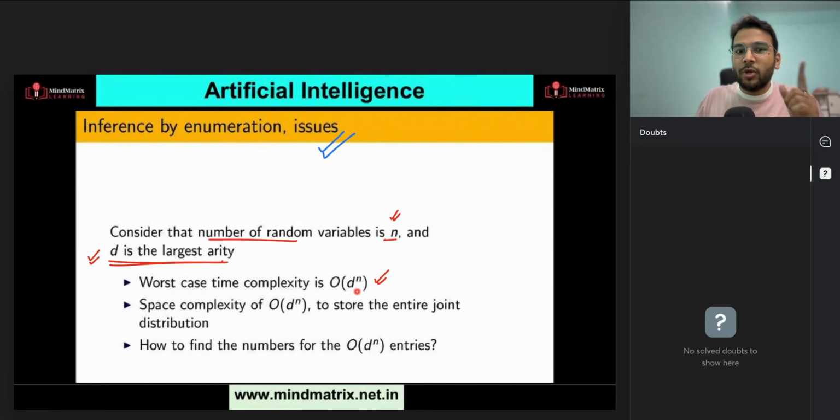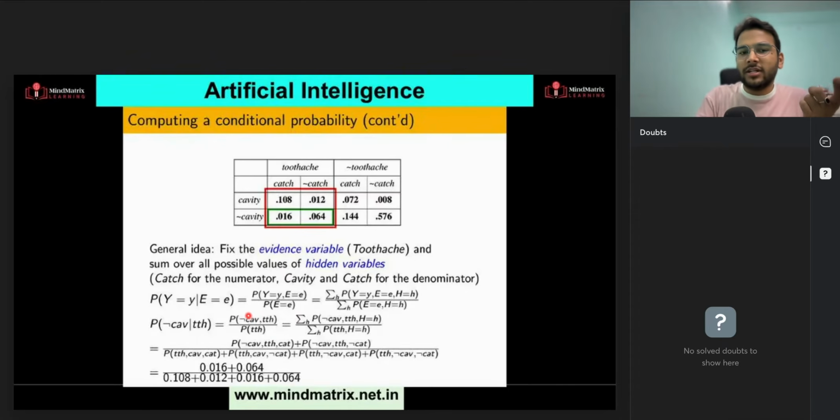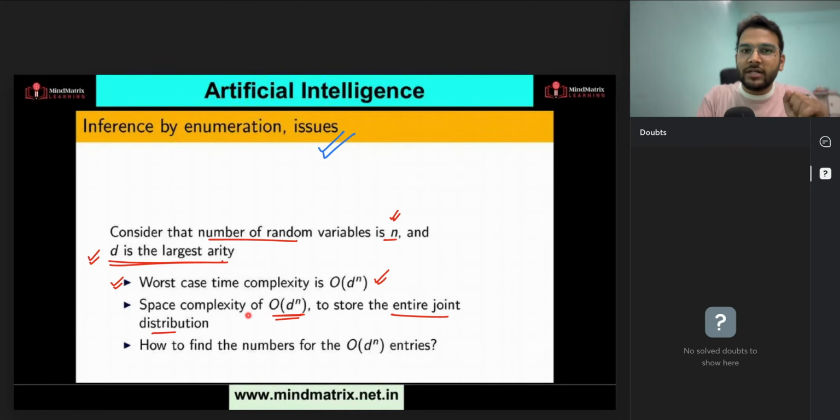Yes or no? Why am I saying so? Because you need to find all the possible values of each random variable. So this is going to be the worst case time complexity. Similarly, finding all the values and then storing them in the entire joint distribution, can I say that will also take this much? Because if you consider this example, how many values do you have? 8 values. Why? Because toothache has 2 values, catch has 2 values, cavity has 2 values. So 2 into 2 into 2, 8 values. So space complexity is also very huge, right? That is exponential. Worst case time complexity is also exponential.